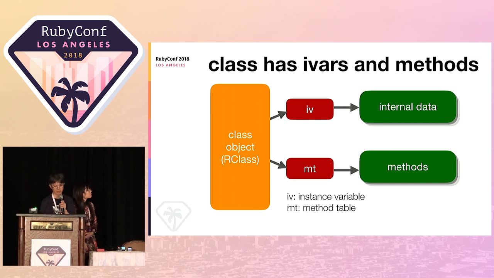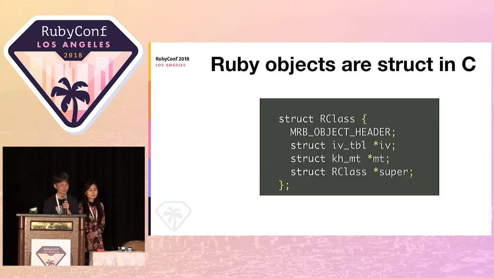The method table is a table of methods, as the name suggests. Each class manages the methods that can be used in the class by a table. The instance variable table of the class contains internal data for managing class information. For example, the class name is stored here. This is the definition of RClass in C. Thus, iv and mt are in RClass as iv_tbl and mt_tbl structures, respectively. The MRB_OBJECT_HEADER is a common header of objects, and super is a pointer to the superclass.